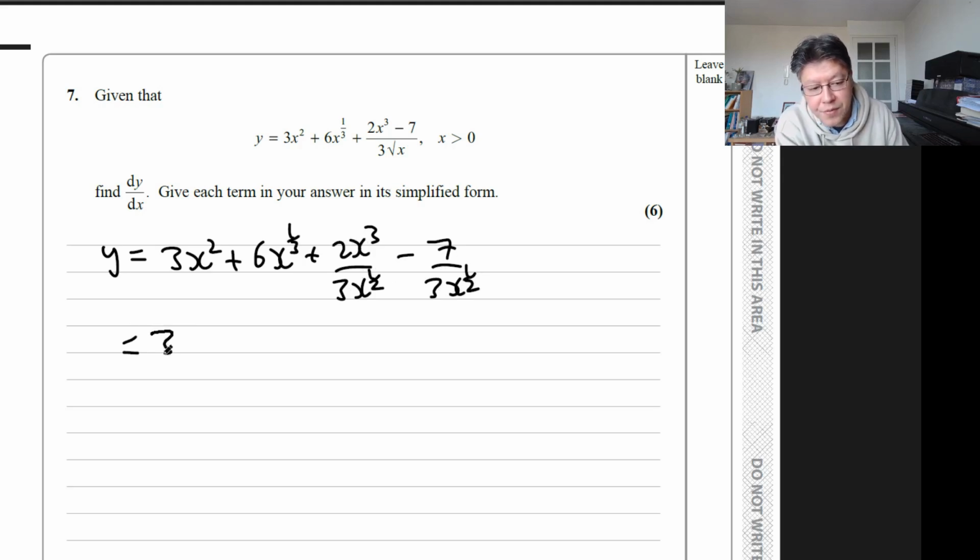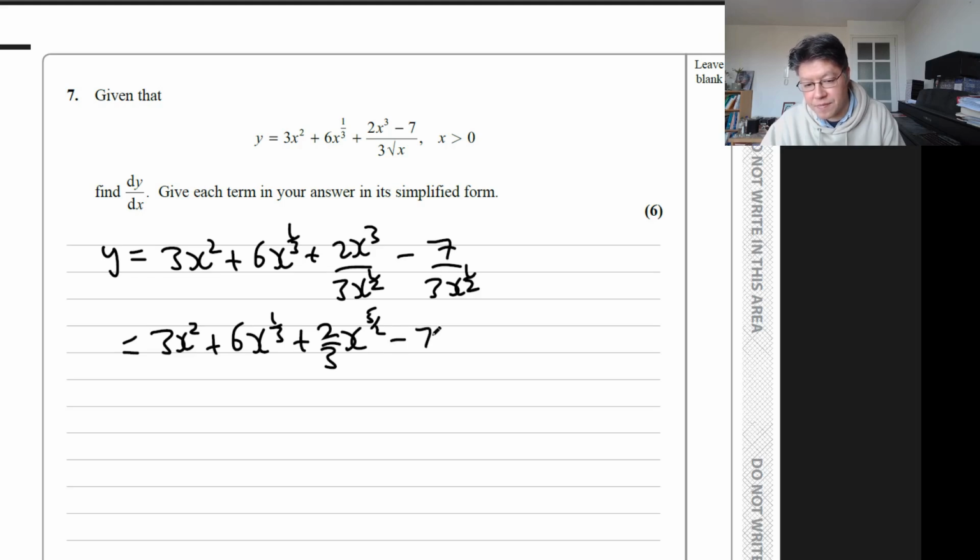So we get 3x squared plus 6x to the 1/3 plus, this is a 2/3, so that's 2/3 x. And here we must subtract the indices, so 3 minus a half, that's 5 over 2. Then minus, that's a 7/3 x. And the x to the half at the bottom becomes an x to the minus half on top. And now we're ready to differentiate.